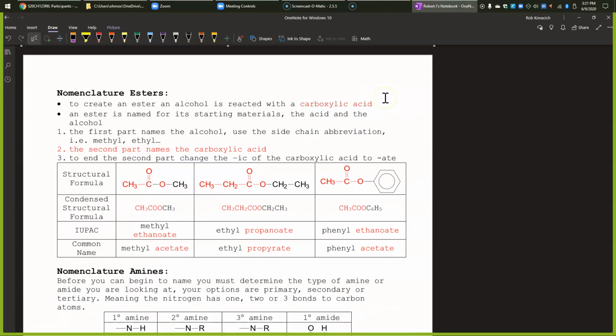And then we've got esters. So the thing that you need to understand about the esters is how it's made. The way you create an ester is by taking an alcohol and reacting it with a carboxylic acid. And so when that happens, a water molecule is made, and then the 2 substances get linked together.